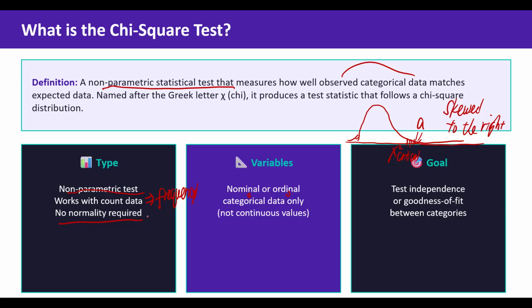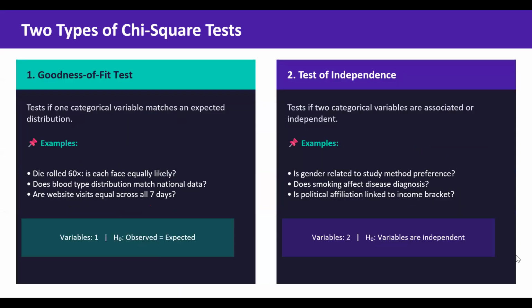And we have two goals. One of them is a test for independence. The second one is a test for goodness of fit. So, two basic tests. All right, so let's look at the goodness of fit test. We test if one categorical variable matches the expected distribution. For example, if you're flipping a coin 60 times, are head or tail equally likely? Those are the kinds of setups for the goodness of fit test.